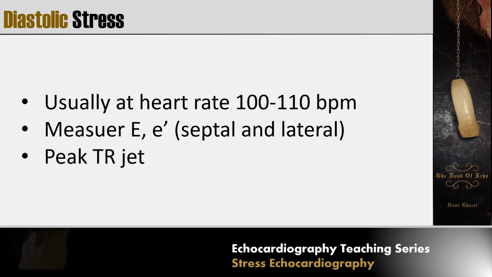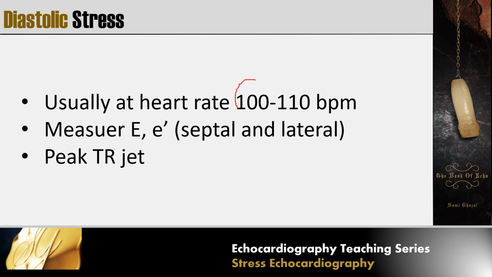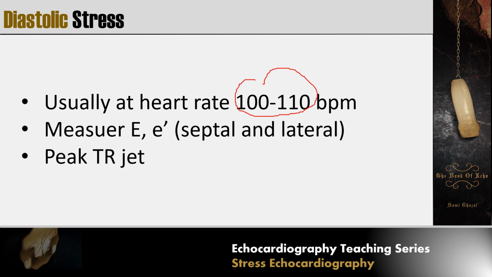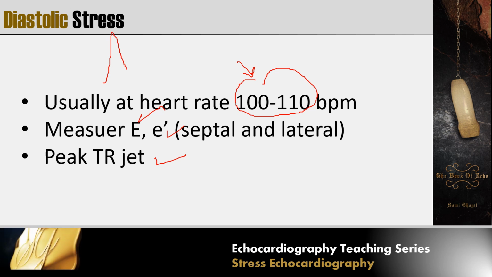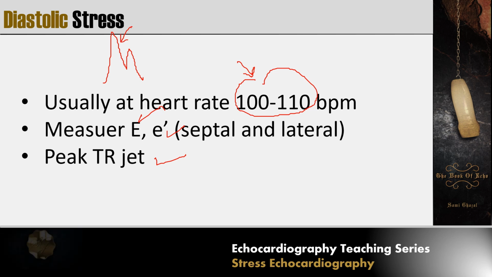Usually we start the scanning at a heart rate of 100 to 110 beats per minute. We measure E, E prime, septal and lateral, and the peak TR jet. Now, we need to see separation between the E wave and the A wave of the mitral inflow. So usually you start to identify the E wave at a heart rate between 100 to 110.